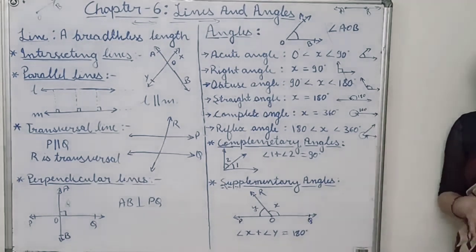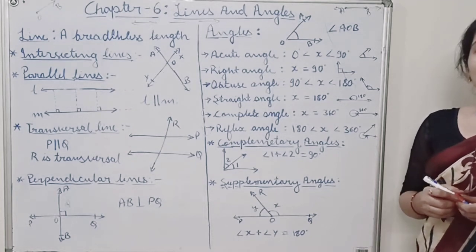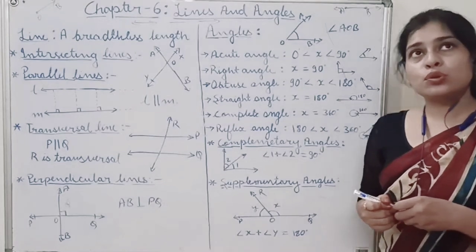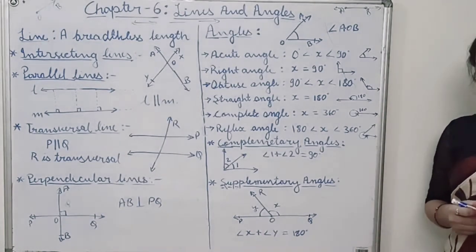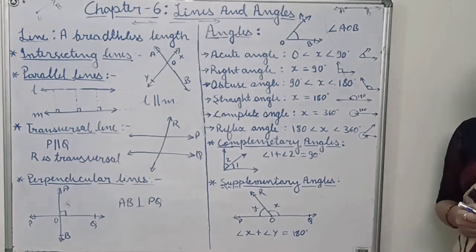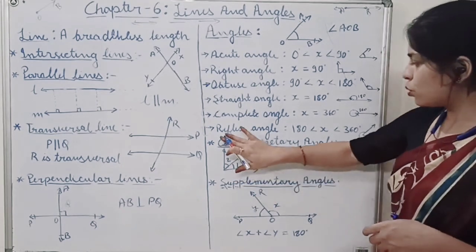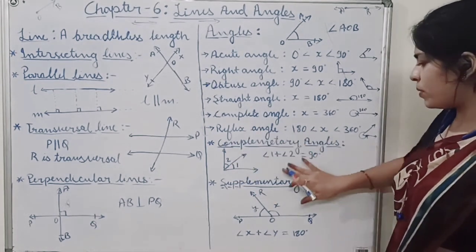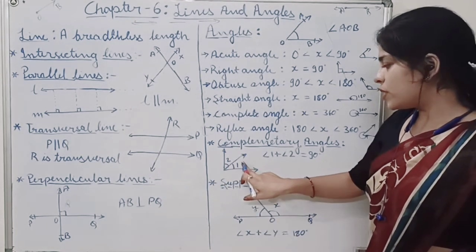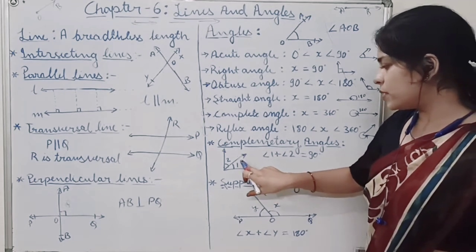Now let us understand what are pairs of angles. Before understanding pairs of angles, we should know what are adjacent angles. Okay, see, two or more angles are called adjacent if they share one common arm and have a common vertex. Like here, don't go for complementary and supplementary. Just understand what are adjacent angles. See, this is angle 1 and this is angle 2. Angle 1 has two arms.